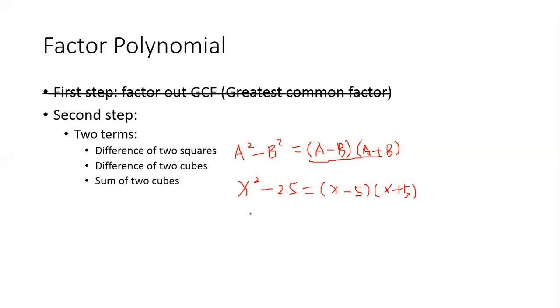Now we can get to a more complicated example. Let's see 4x squared minus 9y squared. It's the same thing. 4x squared is a perfect square. It's 2x times 2x. So a is 2x. And 9y squared is 3y times 3y. So b is 3y. So that becomes 2x minus 3y, and then 2x plus 3y.